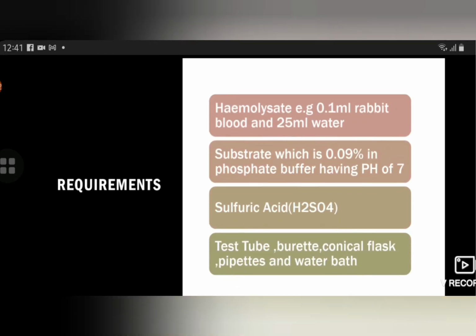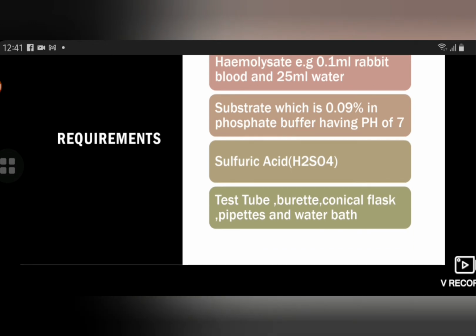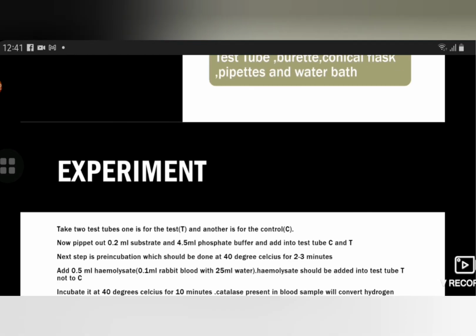Requirements: hemolysate, e.g. 0.1 ml rabbit blood and 25 ml water. Substrate, which is 0.09% hydrogen peroxide in phosphate buffer having pH of 7. Sulfuric acid, test tube, burette, conical flask, pipettes and water bath.